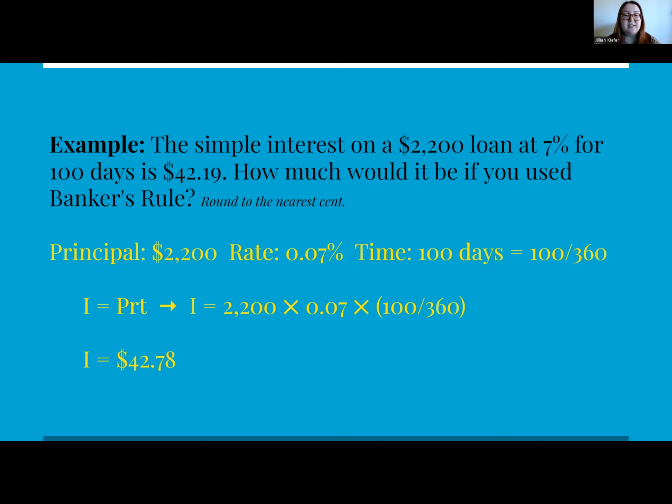Once again, this is not necessarily a lot of money. It's not even $1 at this point, but once you have larger amounts, this can be very different. Usually banker's rule will make the values higher, which if you're investing, that's good. But if it's a loan, not very good. So there's an example using banker's rule. Just one more time: you only use 360 for days in a year for banker's rule, nothing else.